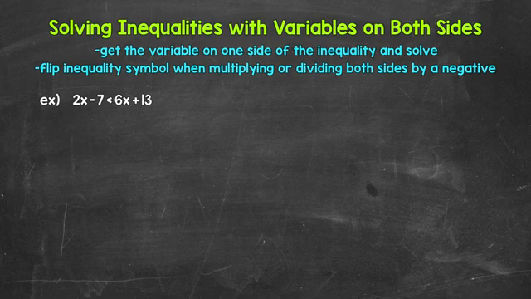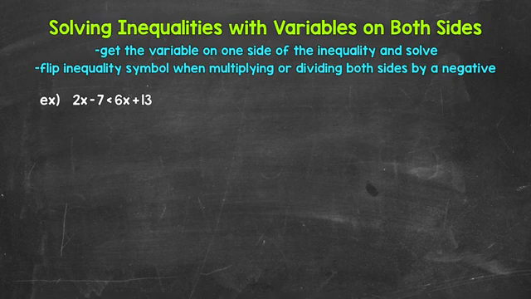In this video, I'm going to cover how to solve inequalities with variables on both sides. Now, when we solve inequalities with variables on both sides, we want to get the variable on one side of the inequality. Then we can look to isolate the variable. So this is very similar to solving equations with variables on both sides. The only thing that's different that we need to be aware of with inequalities, remember, the inequality symbol flips when multiplying or dividing both sides by a negative. Let's jump into our example and see how this works.